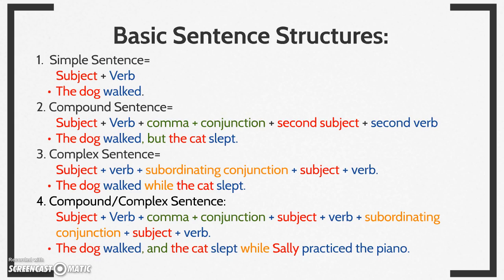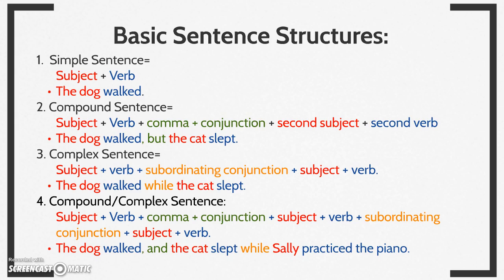Then you have compound sentences. A compound sentence is basically two simple sentences joined by a comma and a conjunction. Now, to refresh your memory, for conjunctions you can think of the acronym FANBOYS. So you have for, and, nor, but, or, yet, and so. These are your basic conjunctions that join sentences or join parts of sentences.